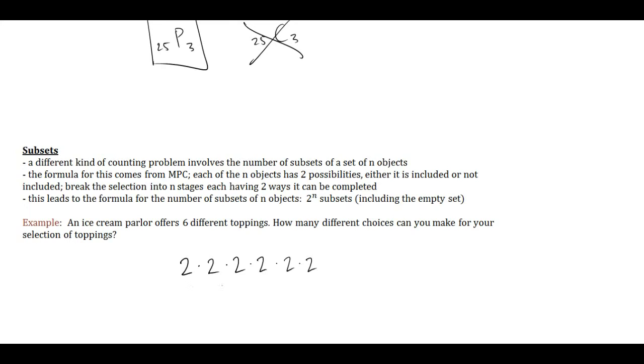So I have 2 times 2 times 2 times 2 times 2 times 2, which is 2 to the 6, which is, what is that? 2, 4, 8, 16, 32, 64. That is 64. There are 64 different ways that we can select toppings at Menchie's if they only decide to have 6 toppings out. Now we all know Menchie's has a lot more.